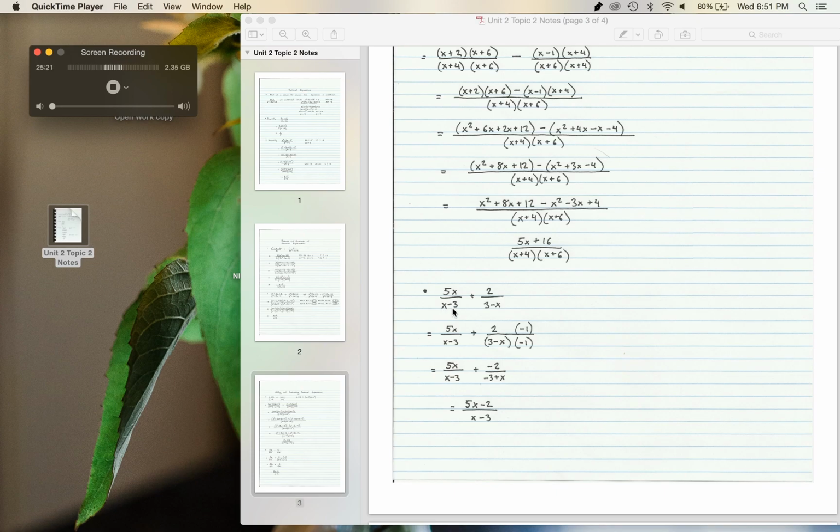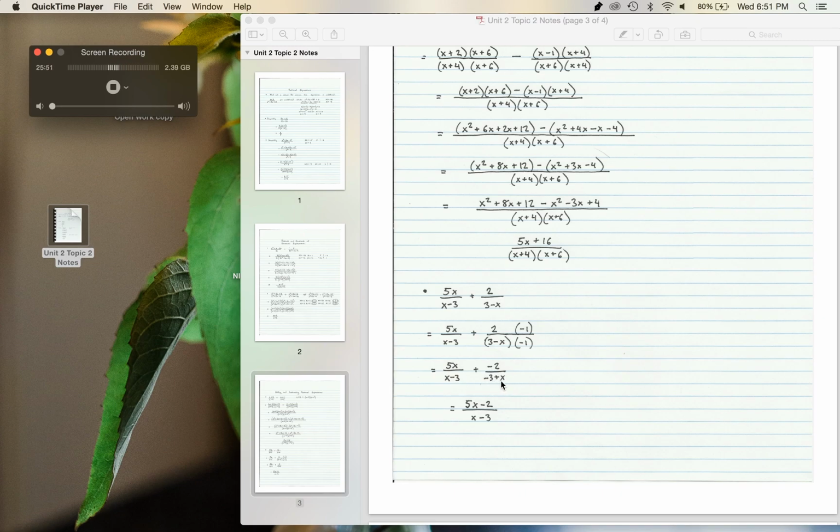So my lowest common denominator, I will make it x minus 3, and in order to make this second rational expression match, I will multiply the top and bottom by -1. So that's what I've written here. I've just carried down the first rational expression, carried down the second, and I multiply the top and bottom by -1. Now you'll see I have 5x over x minus 3 plus -2 over -3 plus x, which is a fancy way of saying x minus 3.